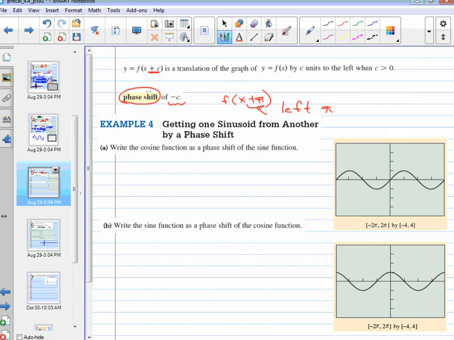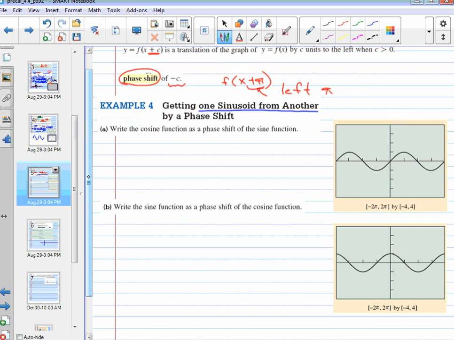Getting one sinusoid from another by a phase shift. Write the cosine function as a phase shift of the sine function. Now right here is the sine function. This is the graph of sine of x. Y equals sine of x. That's the sine function. Well, a cosine function is supposed to start here and do this, and keeps on going. I just color-coded it wrong for you.